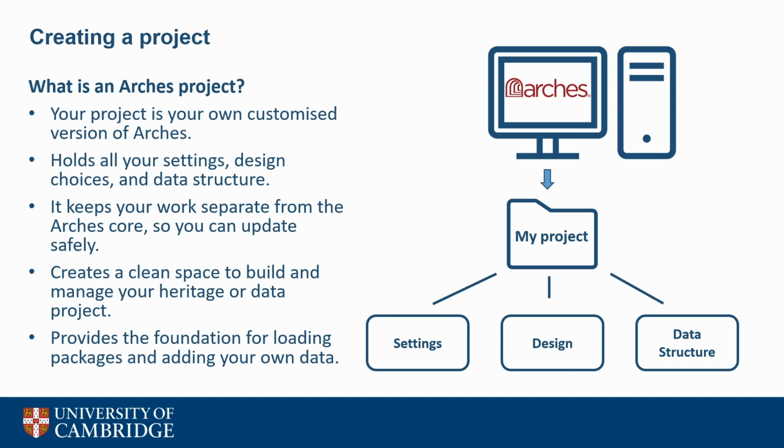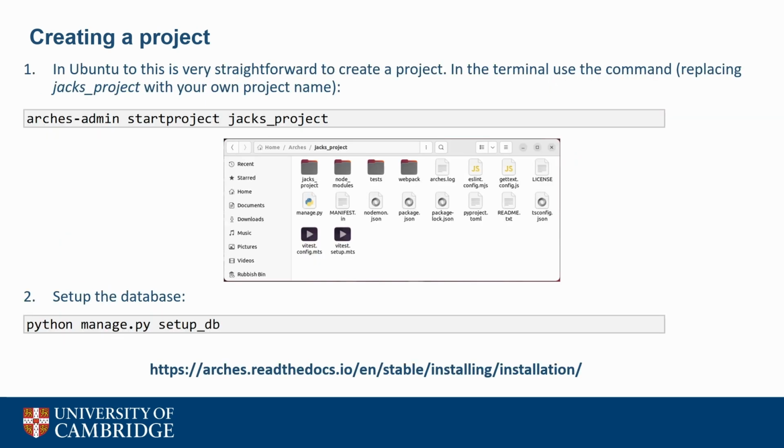This separation is important because it means that when new versions of Arches are released, you can update the core code of Arches without overwriting your styles, your resource models, or any of the work the team has done. The project holds things like your database connection, your front-end assets, your permissions, and all the custom models and modules that make your Arches installation unique. It's also where you'll load your packages, which define the structure of your data. So creating a project is really the foundation for building your own Arches system. So that's what we're going to do.